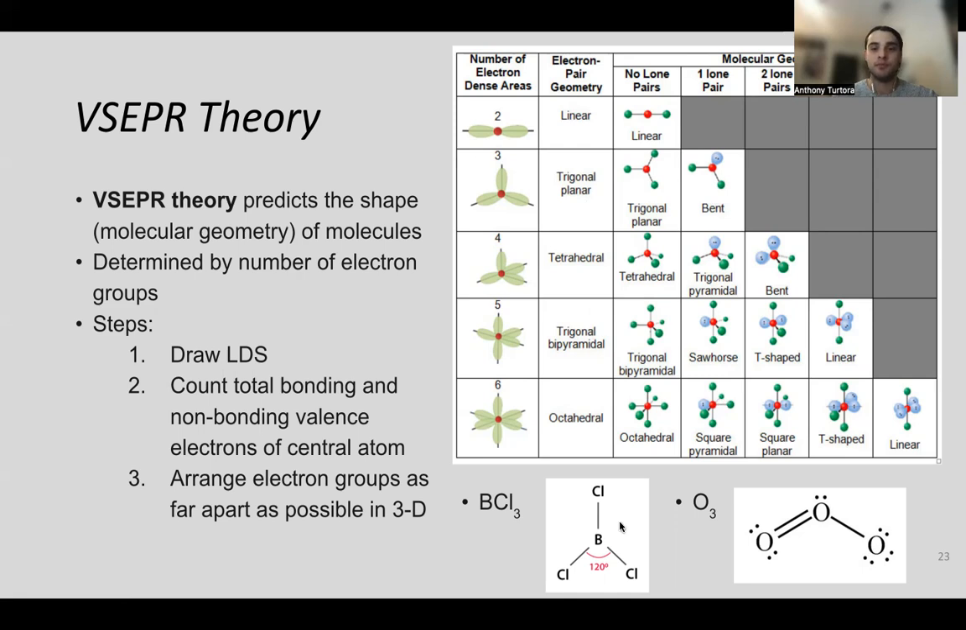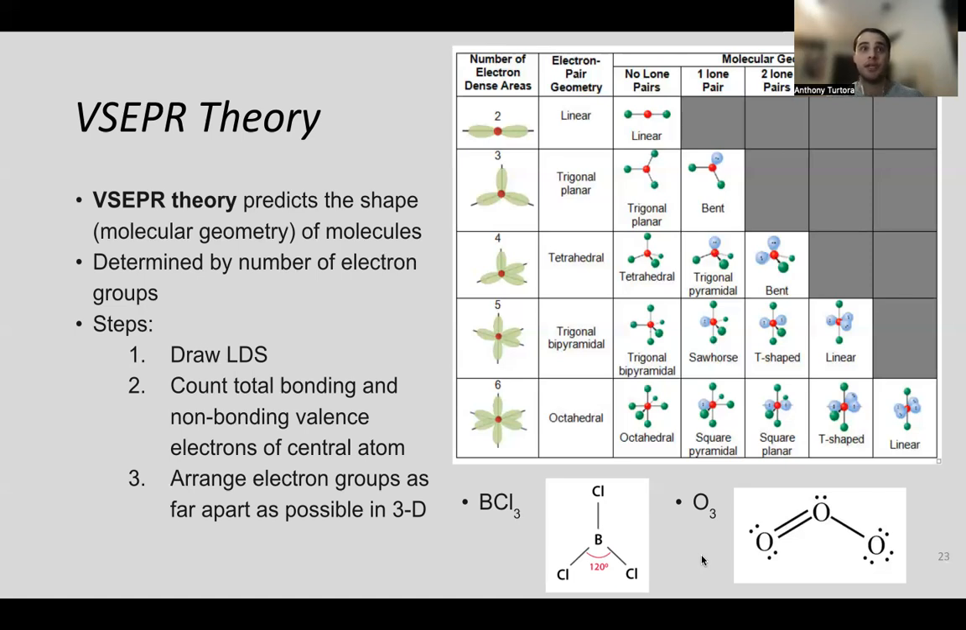When we're looking at these 2 examples here, we're going to be trigonal planar. We know that if we separate 3 groups around a 360 degree circumference, they're each going to be 120 degrees away. Looking at these examples in a little more detail, BCl3 and O3 both have the electron geometry of trigonal planar, but they have different shapes.